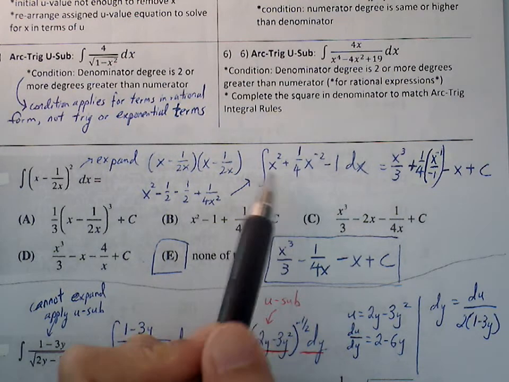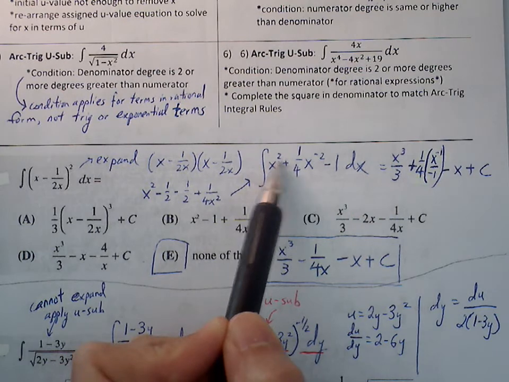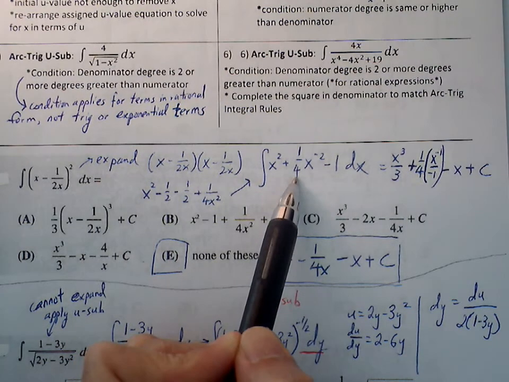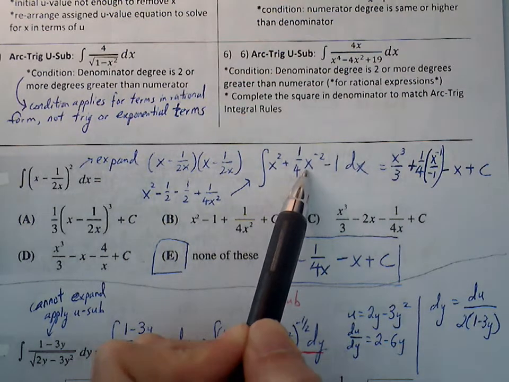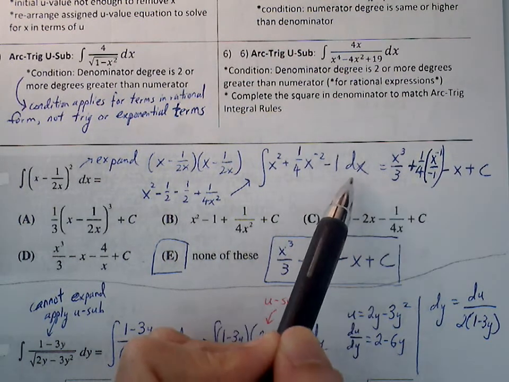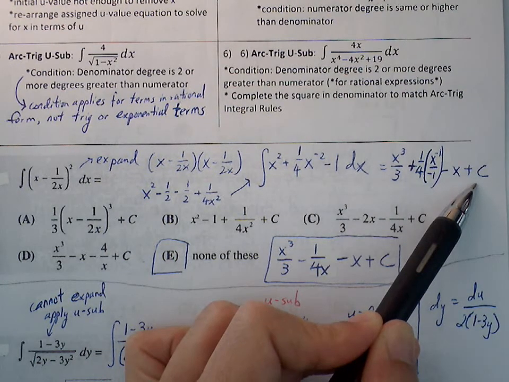So with power rule, we add 1 to the exponent divided by that same exponent value. So x squared becomes x cubed over 3. For the second term, the 1/4 is the coefficient, so it stays. x to the negative 2 becomes x to the negative 1 over negative 1. And minus 1 becomes negative x. And then this is an indefinite integral, so we have a plus c.